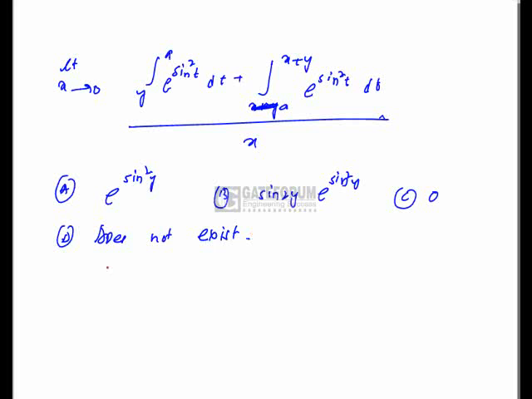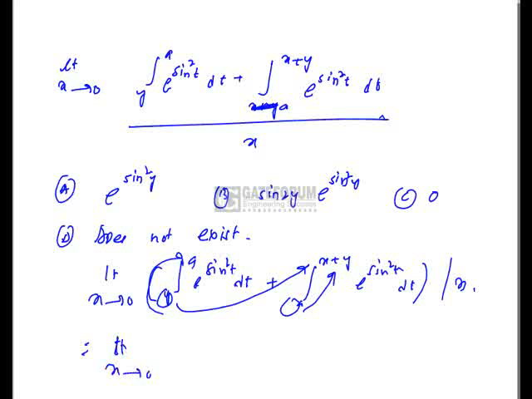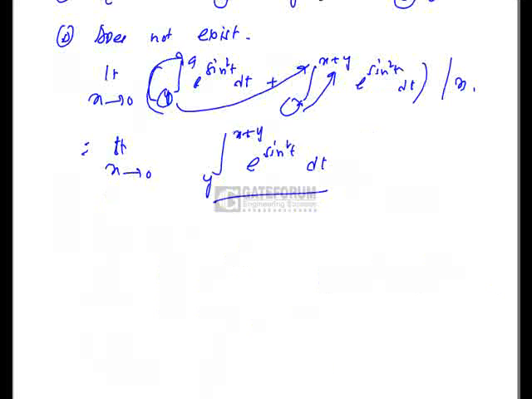Problem: we have to find the limit of the integral from y to a of e power sine square t dt plus the integral from a to x plus y of e power sine square t dt, all divided by x. Now as the limits are from y to a and a to x plus y, I can write it as y to x plus y. So this can be written as the limit as x tends to 0 of the integral from y to x plus y of e power sine square t dt by x.